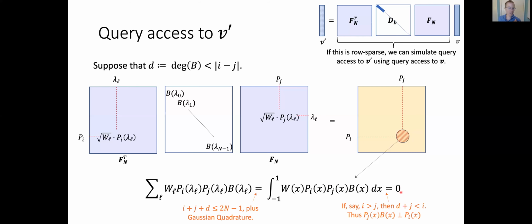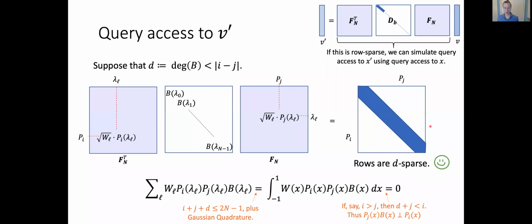So that means that as long as d is strictly less than I minus j, I'm going to get a 0 entry in the ij place in this matrix. Said another way, this matrix basically looks like this. It just has a band of non-zeros on the diagonal, and all the rows are d-sparse. So this is exactly what we wanted. Hooray.